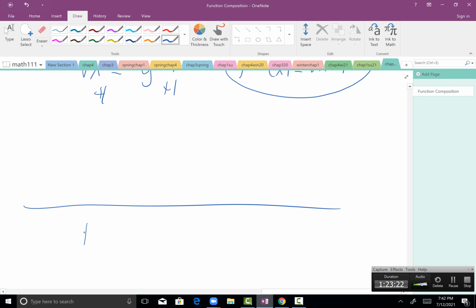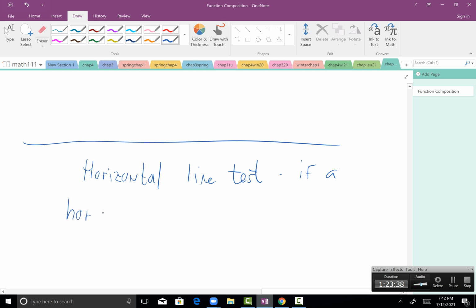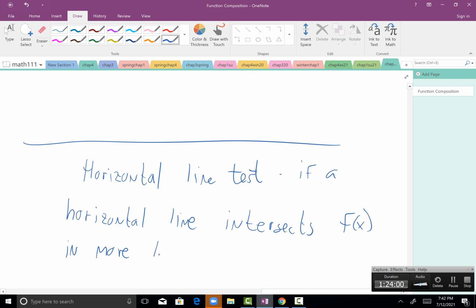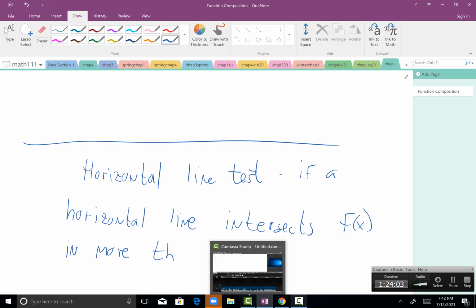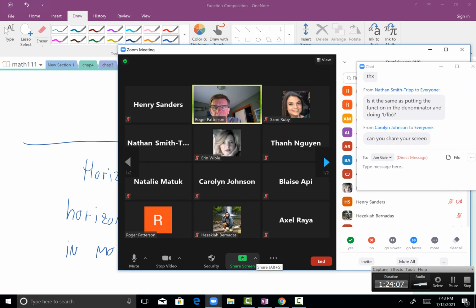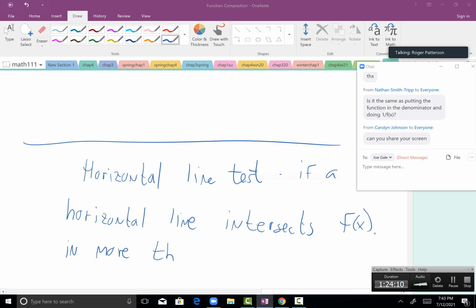So the horizontal line test, which is the same as the vertical, so if a horizontal line intersects, touches, passes through, put in whatever you want, intersects f of x in more than one spot, and more... I can't see what you're... Oh, thanks, you're right, you probably can't. Gosh, dang it. There we go. Thank you.